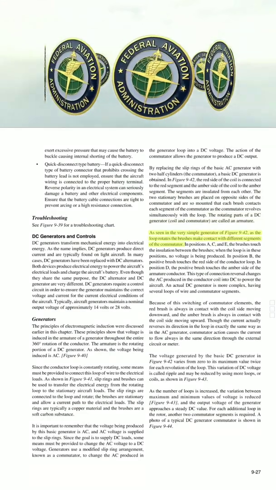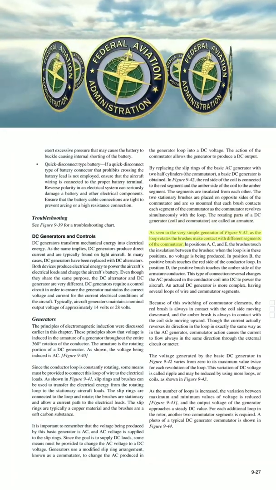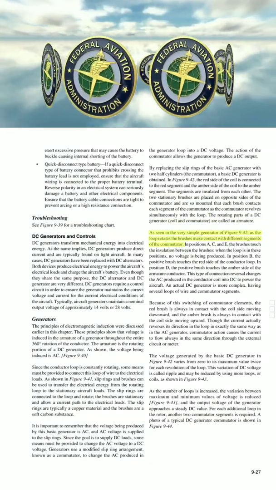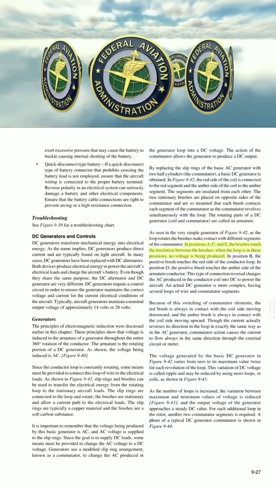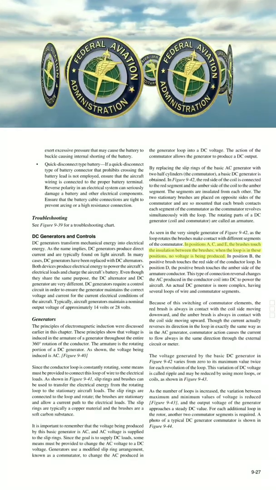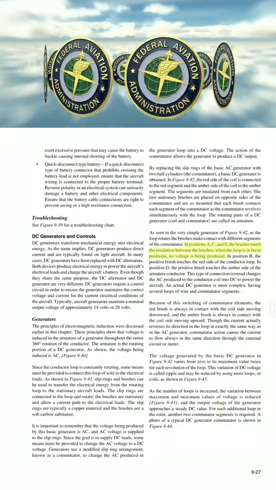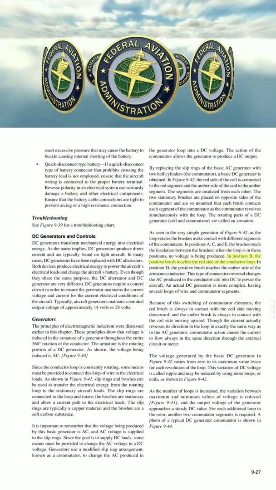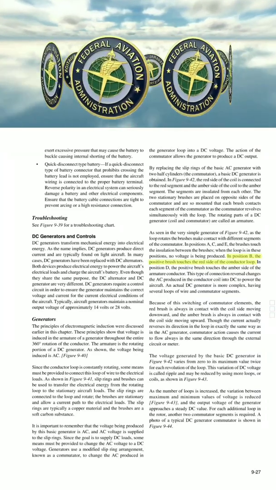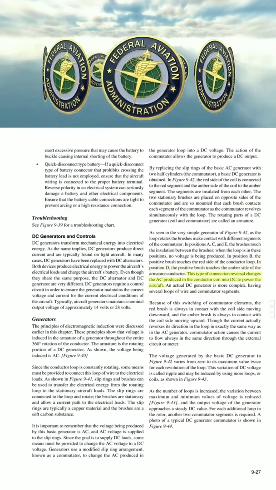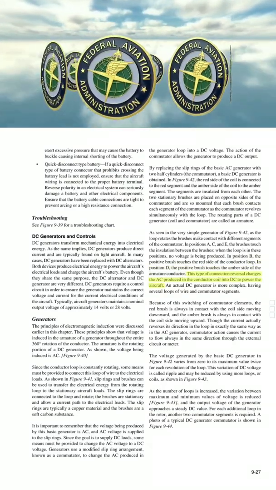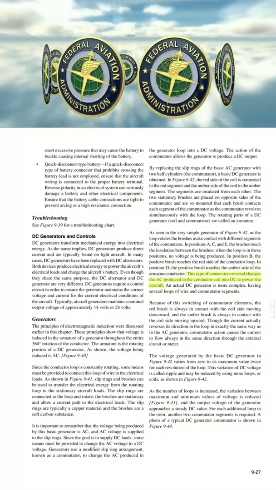As seen in the very simple generator of figure 9-42, as the loop rotates, the brushes make contact with different segments of the commutator. In positions A, C, and D, the brushes touch the insulation between the segments. When the loop is in these positions, no voltage is being produced. In position B, the positive brush touches the red side of the conductor loop. In position D, the positive brush touches the amber side of the armature conductor. This type of connection reversal changes the AC produced in the conductor coil into DC to power the aircraft.